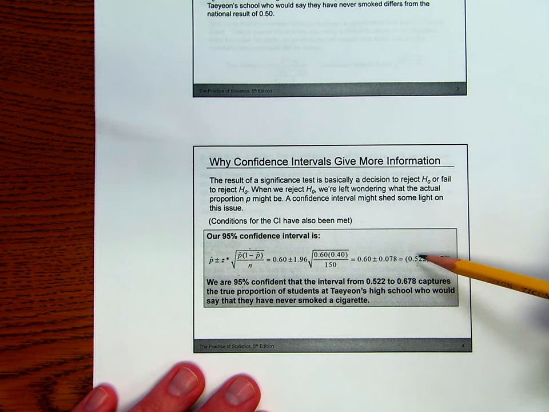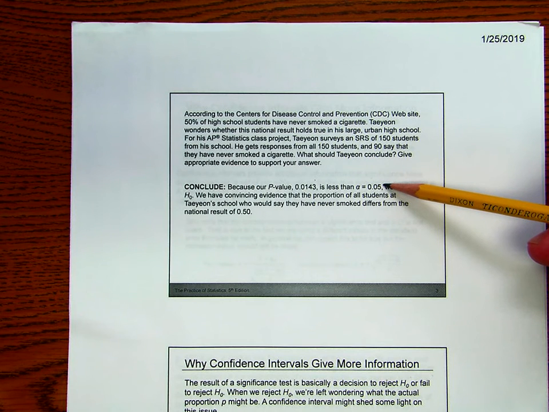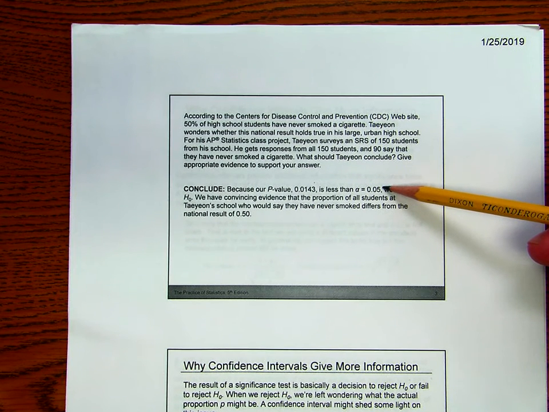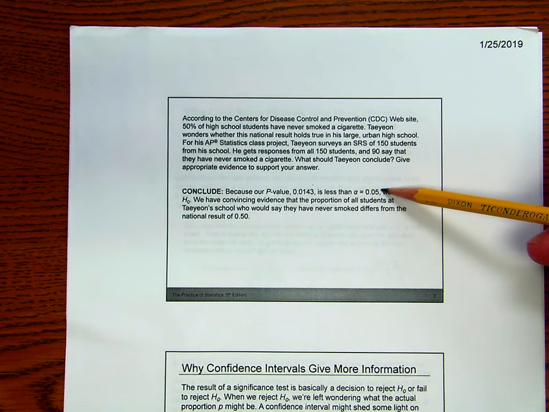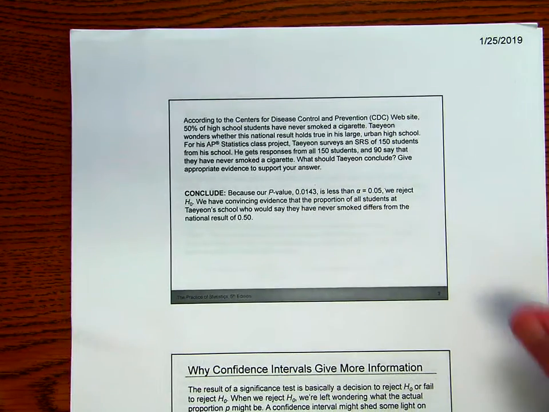Now, 0.5 is not in that interval. So if we are 95% confident that this is the true correct interval, that means at a 0.05 alpha level, the 95% would correspond to 0.05, and 90% would correspond to 0.10, etc. We can reject the Ho being that. I guess we're going to go back one more slide.